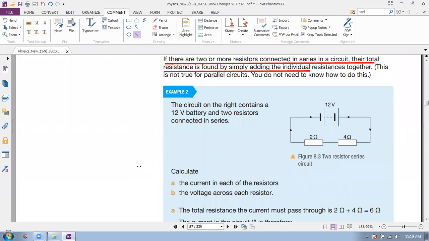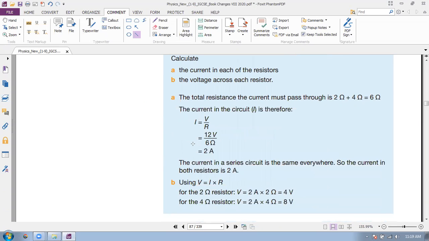Another example is given here. Look at this: there are two resistors and one supply voltage or battery connected, that is 12 volts. Total resistance of this circuit, if we add them, is 2 plus 4, 6 ohms. And what would be the current flow? V equals IR and I equals V by R. So current is 12 divided by 6, it will be 2 ampere.